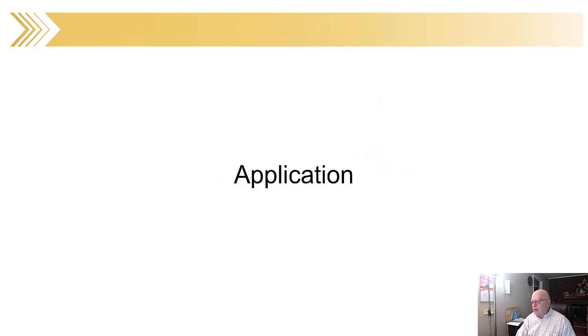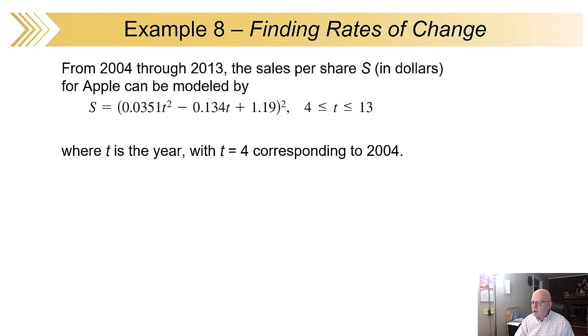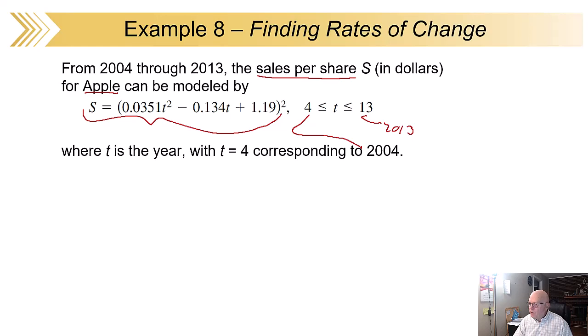And an application. We're starting to wrap things up here. So we're talking about the Apple Corporation. And the sales per share, in case you happen to be a shareholder, are modeled by this function. And this represents the year 2004 to 2013. We want to find out how the sales per share are going up or going down or staying flat.